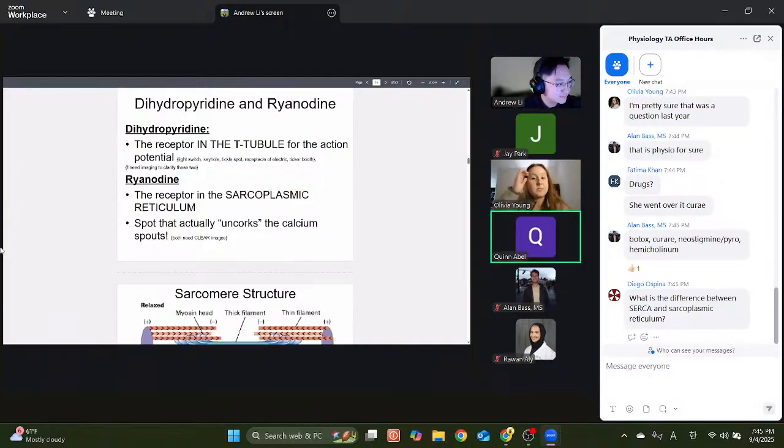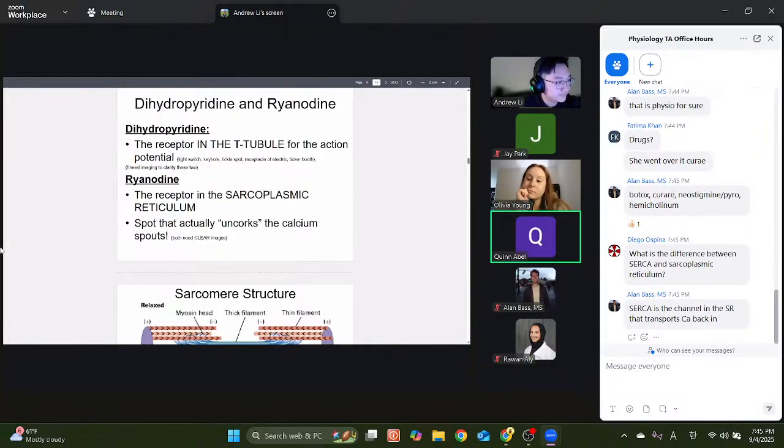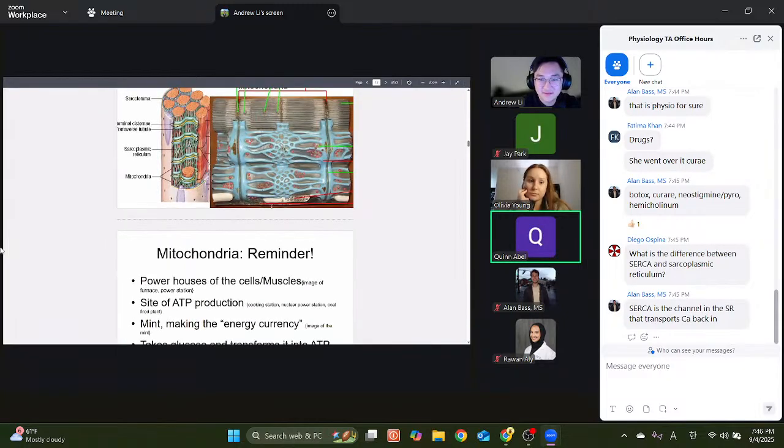Sorry, I don't think they've done that just yet. Okay, to clarify on the SERCA thing, when they're saying SERCA specifically, they're referring to the calcium channel ATPase that is pumping calcium. Yes, this little thingy.